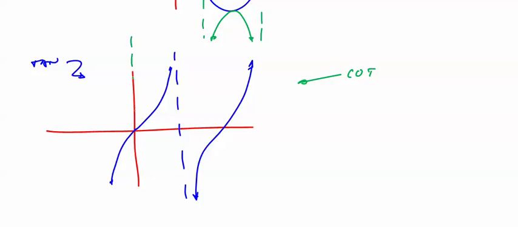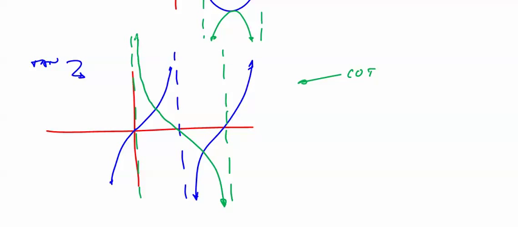Cotangent has an asymptote here and an asymptote here. So I will just do the one cotangent that goes like that and it repeats.